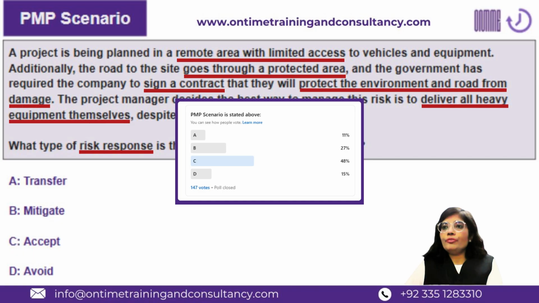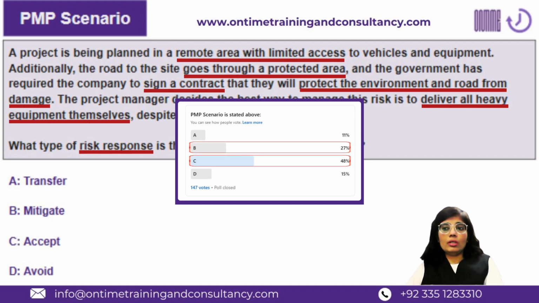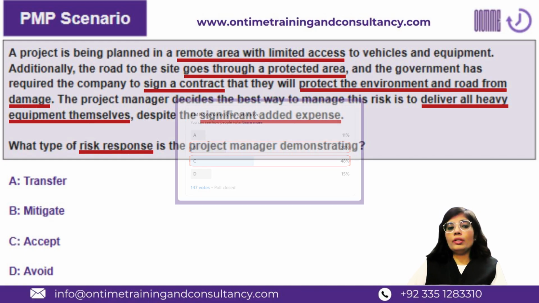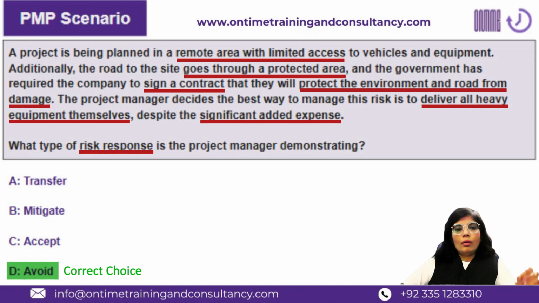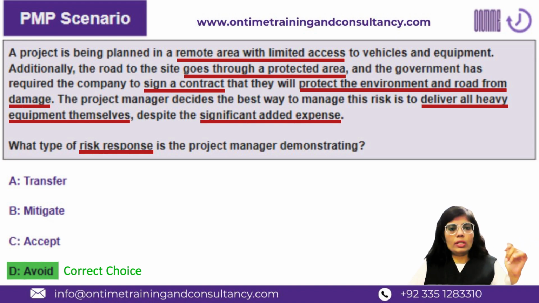So I received around 50% response in option C, which is accept, followed by 27% in B, which is mitigate, and then the remaining in A and D respectively. Actually, the correct answer to this question is avoid, option D. And now I'm going to explain why D, and then quickly I will talk about A, B, C.